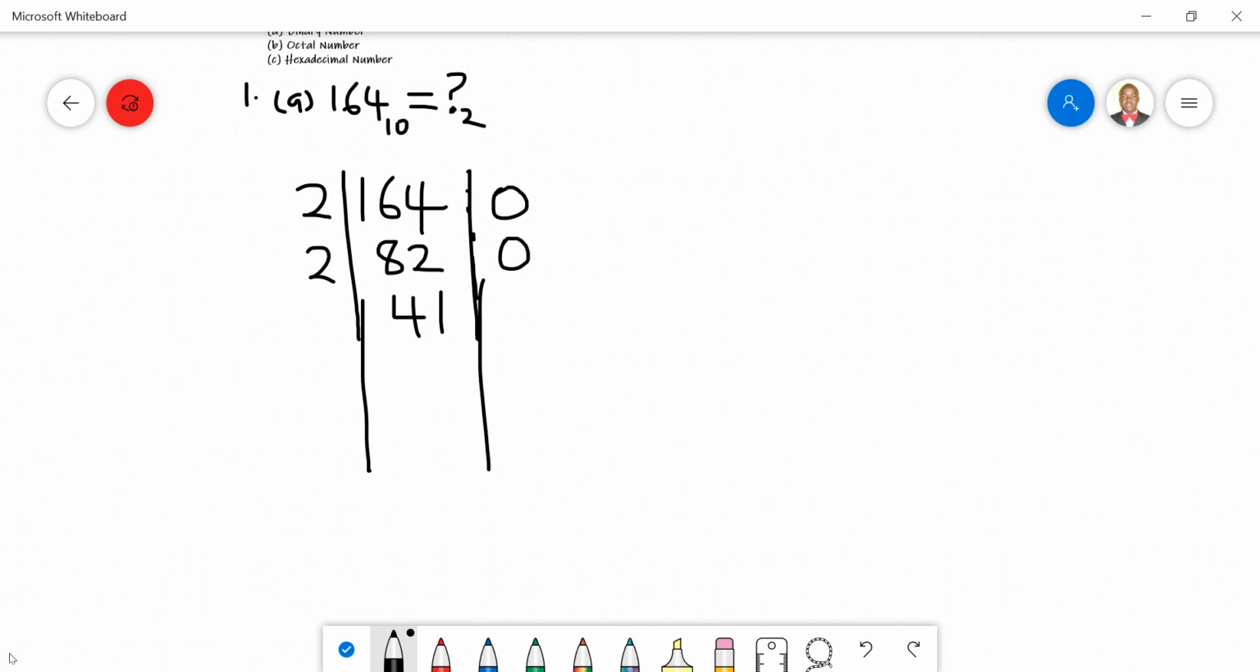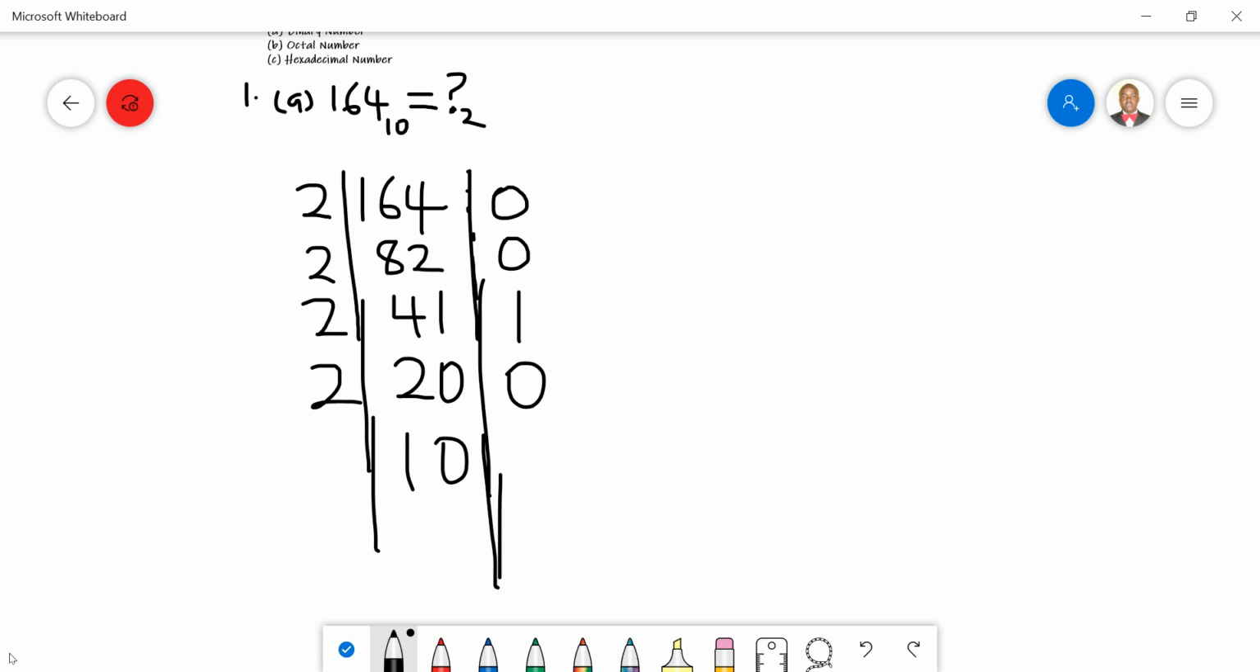Then we are going down again. We say 2 goes how many times into 41? It goes 20 and something, so it means that it has a remainder, and the remainder is 1. So it goes 20 and leaves a remainder. Then 2 goes how many times into 20? It goes 10. Does it leave a remainder? No. 2 goes how many times into 10? It goes 5 times. Does it leave a remainder? No.